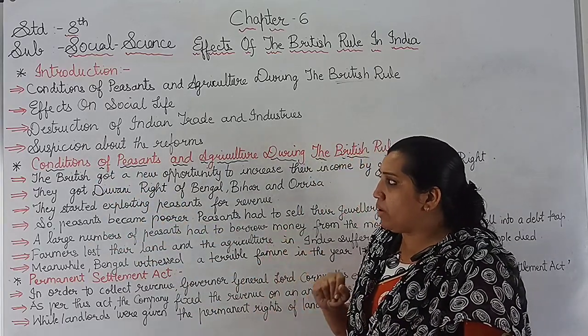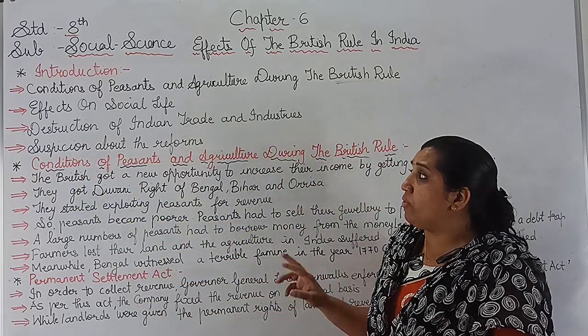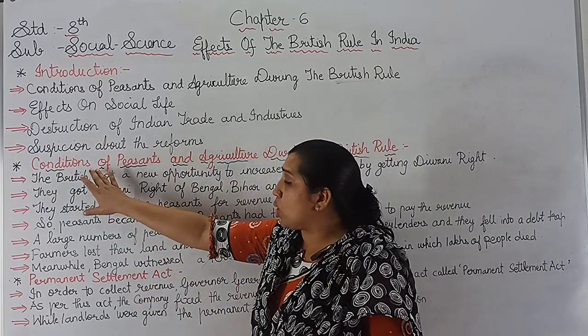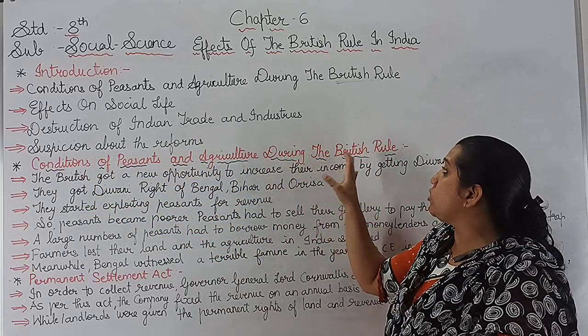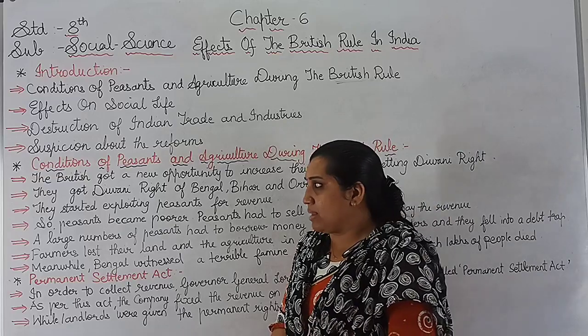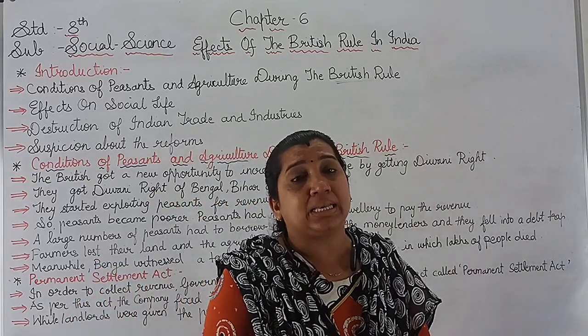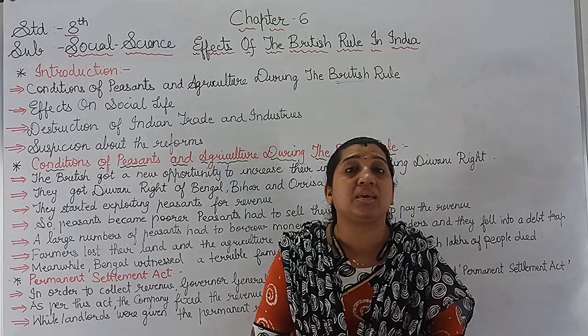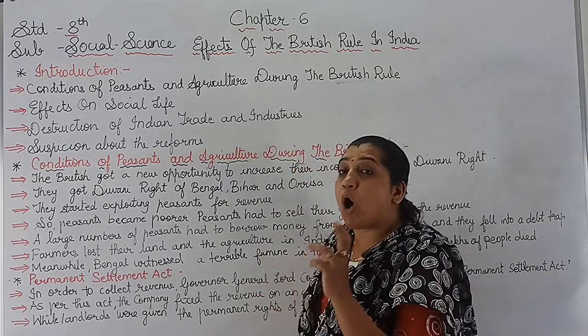country India. Now let us start with the first topic of the chapter, that is the condition of the peasants and agriculture during the British rule in our country India. Now, after defeating Mir Qasim in the Battle of Buxar, that was the year 1764, Britishers got an opportunity.